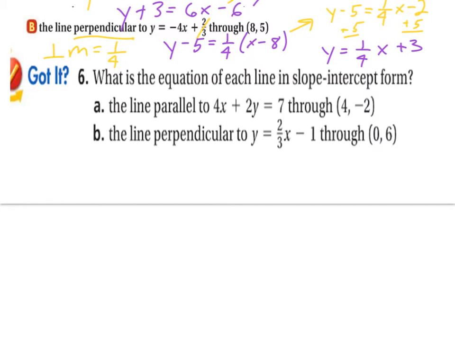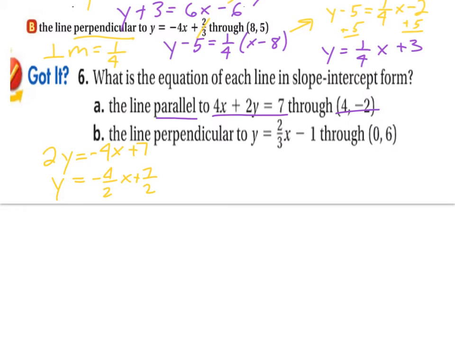Alright, so for this first one, they want us to be parallel to 4x plus 2y equals 7 and go through the point (4, -2). So they don't exactly give us something we can straight up grab the slope from, although once you do get used to these standard forms, you realize that, yeah, there is actually a way to do that, but we'll see if you can figure that out on your own. So a different way we could do that would be to solve that for y ourselves and then get the slope from there. So dividing by 2, we get -4/2 x plus 7/2.